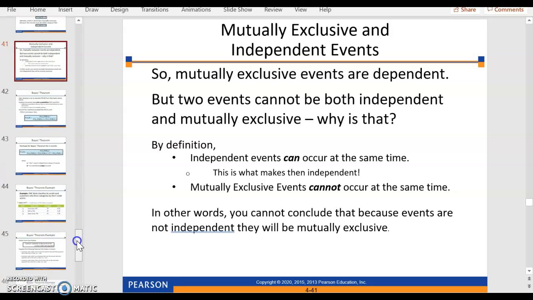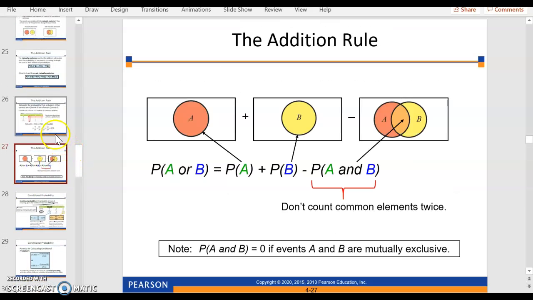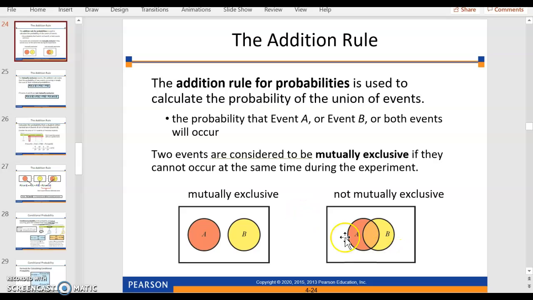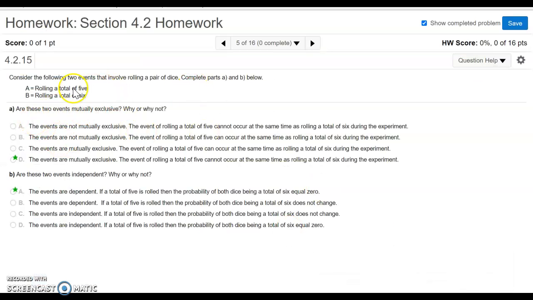And I had a diagram somewhere. Here we go. So mutually exclusive, they can't happen at the same time. Okay, so what we're saying here is, can you roll 2 dice and get a total of 5 and at the same time get a total of 6? Well, this could not happen at the same time. The event of rolling a total of 5 cannot occur at the same time as rolling a total of 6 during the experiment. Now let's talk about independent and dependent.